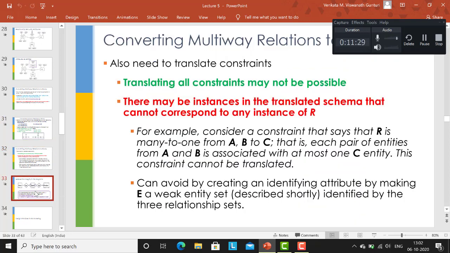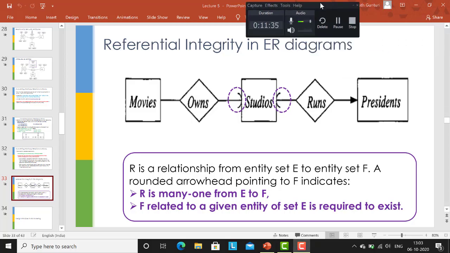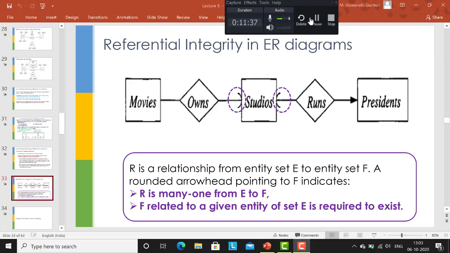Okay, next slide. So there is this concept of referential integrity in ER diagrams. You might remember our concept of foreign key, right? The Ullman textbook has its own scheme for putting this. I'll just take 2 minutes to explain this.